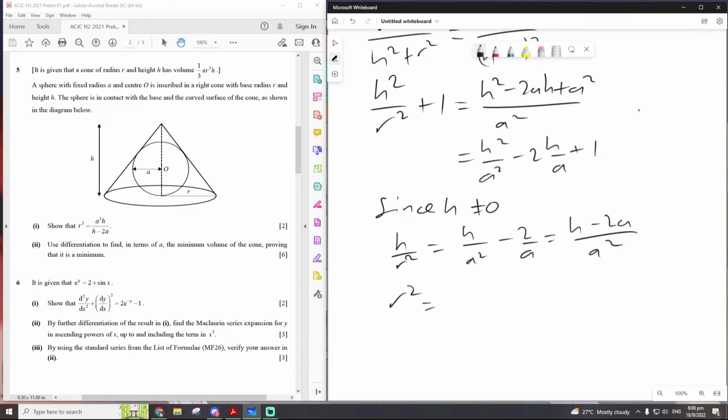r squared: take the reciprocal, multiply by h. So yes, you get a squared h divided by h minus 2a. There may be a slightly shorter method, but I just did what was the most intuitive to me.